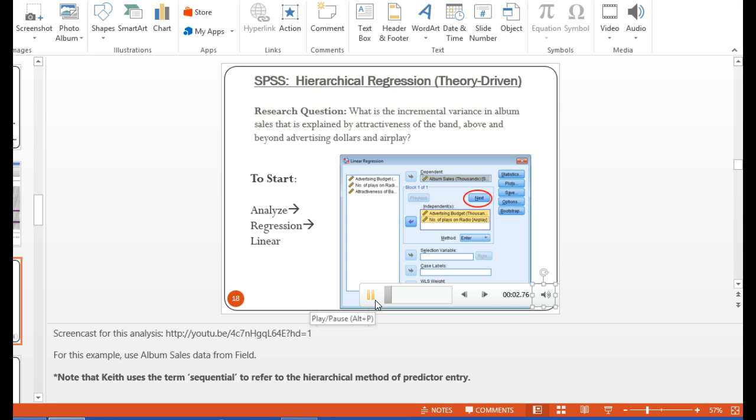Please see the screencast link in the notes at the bottom of this slide to view a tutorial on how to do a hierarchical regression or a sequential regression. Now note that in the textbook, Keith uses the term sequential to refer to hierarchical methods of predictor entry. So just note that both terms are correct, sequential or hierarchical.